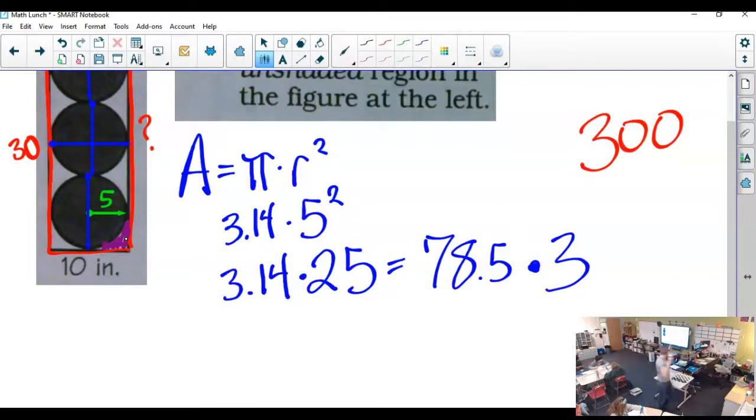Well, they've been removed, quote unquote, or we removed that area. Or maybe the circles are the only thing that's there, and we're trying to say how much blank space is there, like Taylor Swift.